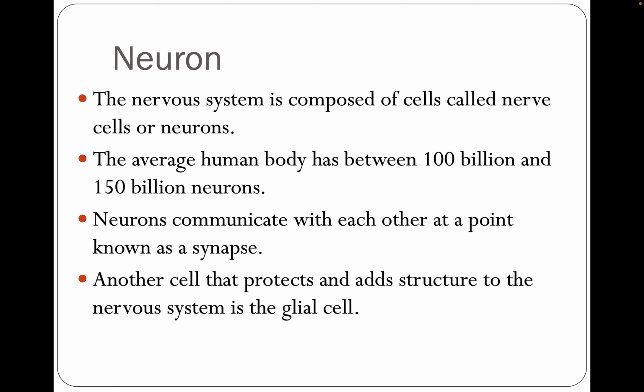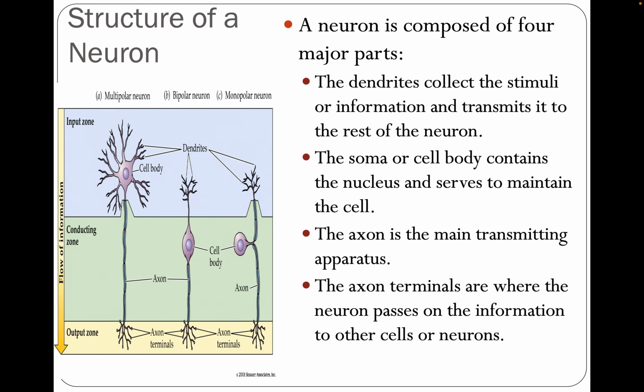Another cell that protects and adds structure to the nervous system is the glial cell. And there's an equal number of glial cells to nerve cells. The neuron is composed of four major parts. The dendrites collect the stimuli or information and transmit it to the rest of the neuron, and these are the dendrites. The soma or body, soma always means body.